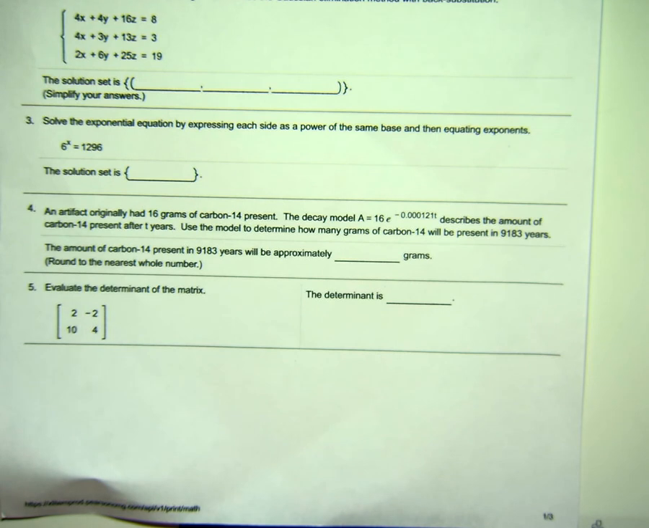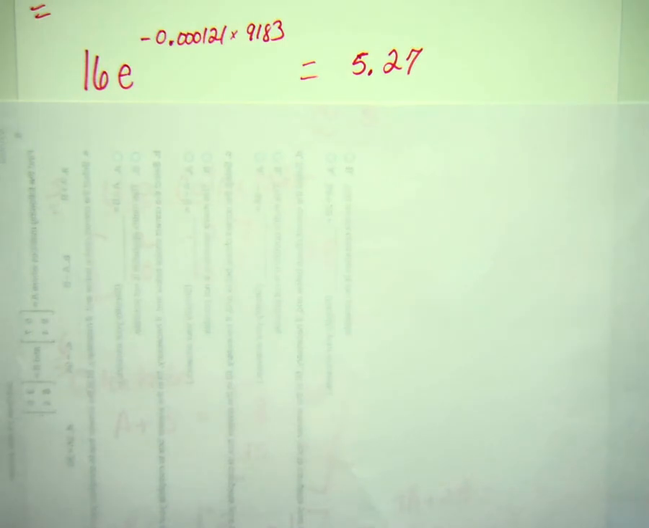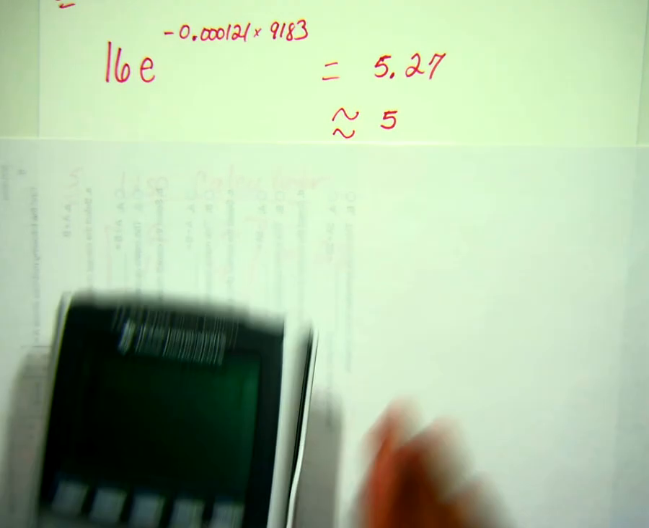Notice how the equation is already given to you in the form of a formula. What you have to do now is use substitution. So what we're going to do is substitute our t as 9,183. And once you put this in your calculator, and it's asking you to round to the nearest whole number, we're going to put 5. But let's see how we're going to do that.